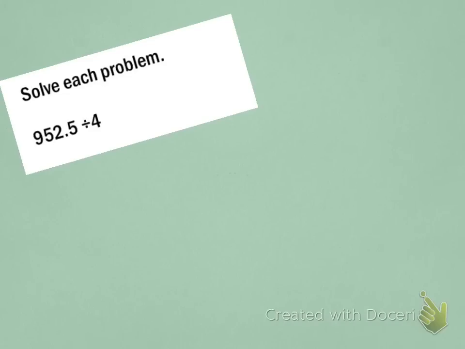So let's practice that. So here it says to solve each problem. So we're going to just be working on dividing and solving. So here it says 952 and 5/10 divided by 4. We're dividing by a whole number. Let's set that up. This is a whole number we're dividing by, so we just simply take that decimal and bring it straight up into our answer. Now we don't have to worry about that decimal while we're dividing. We just divide like normal.